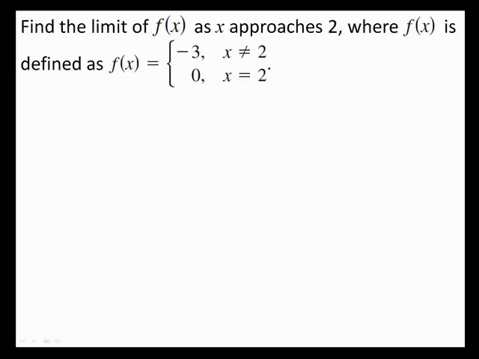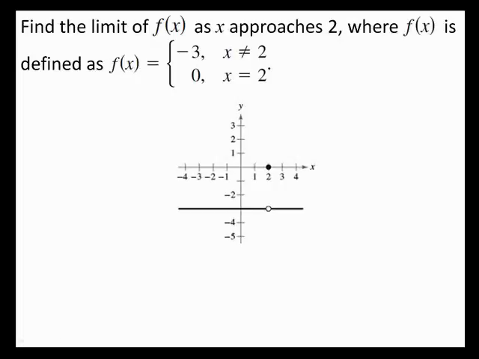Find the limit of f of x as x approaches 2, where f of x is equal to negative 3 when x is not equal to 2, and 0 when x is equal to 2. Because f of x equals negative 3 for all other values other than x equals 2, and because the value of f of 2 is immaterial, it follows that the limit is negative 3.